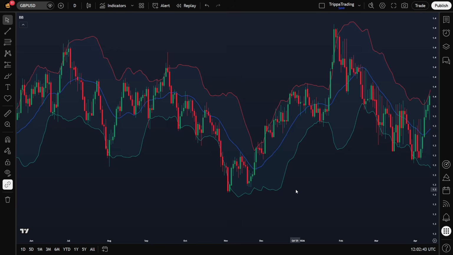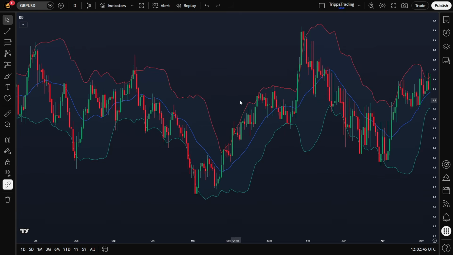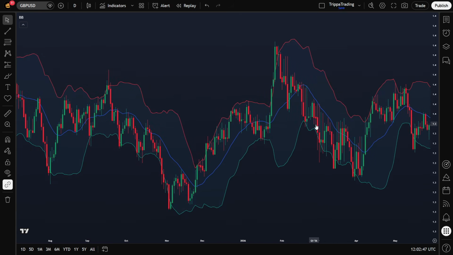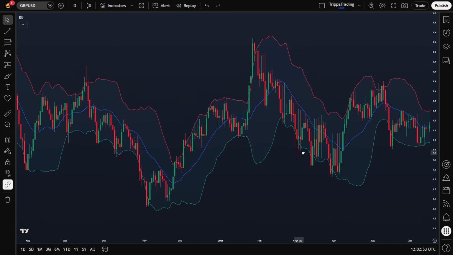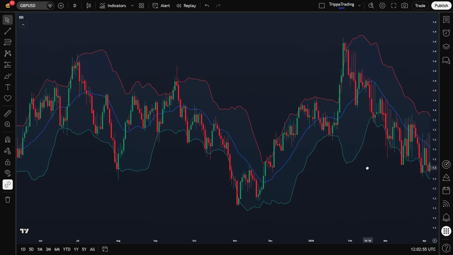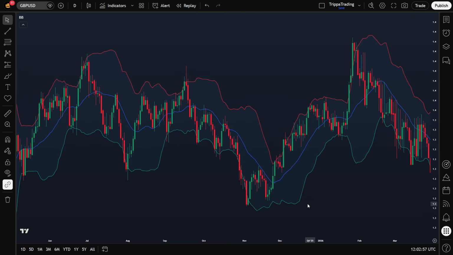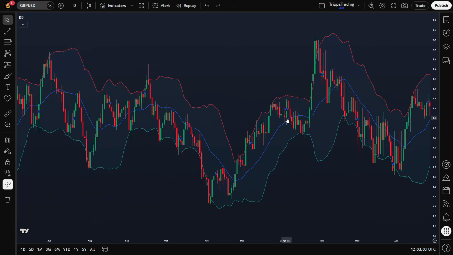The second one is Bollinger Bands. This is one of the most widely used volatility indicators, and it is based on average and standard deviation. It is simple, but still one of the best pure volatility tools because it helps you quickly understand whether price is expanding away from normal behavior or staying compressed.